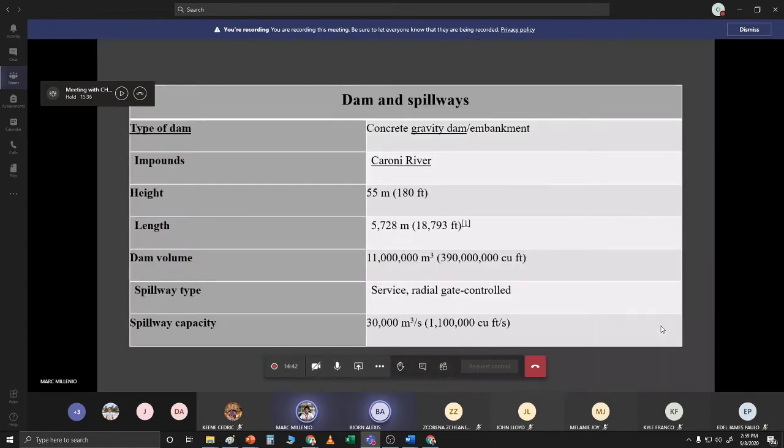Okay. Then, for the dam and spillways niya po, yung type of dam niya po, siya po ay gravity dam. Then yung impounds niya, yung Caruachi River. Then meron po siyang height na 55 meters at overall length na 5,728 meters. Tapos yung pong volume niya, 11 million cubic meters. Tapos may spillway type din po siya na radial gate control. Then for the capacity po ng spillway, meron po siyang 30,000 cubic meter per second.